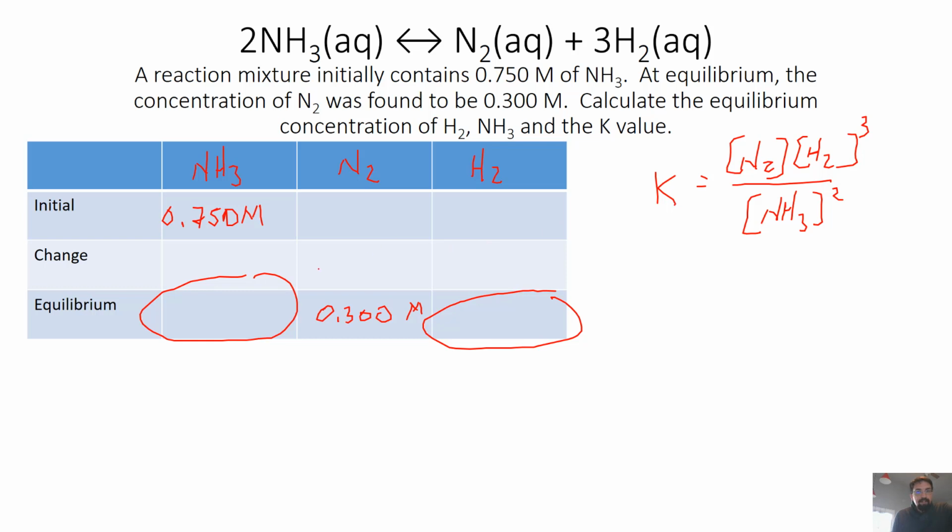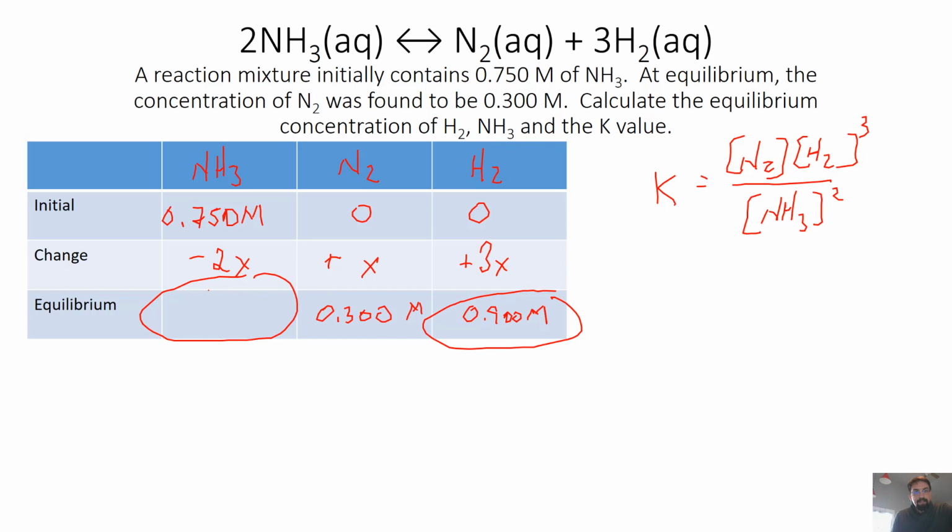Looking at my problem here, it appears to me that this reaction is going to be proceeding to the right, which means I'll be decreasing by 2x for NH3. I'll be increasing by x for N2, and I'll be increasing by 3 times x for H2. Again, I'm assuming that I've got no nitrogen and no hydrogen since they didn't tell me about it. It looks to me like I already know what x is. X is 0.3. That means that 3 times x is 0.900 molar.